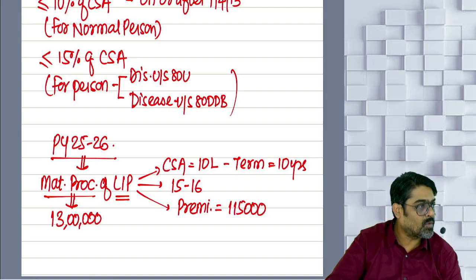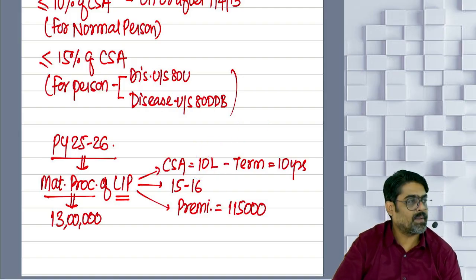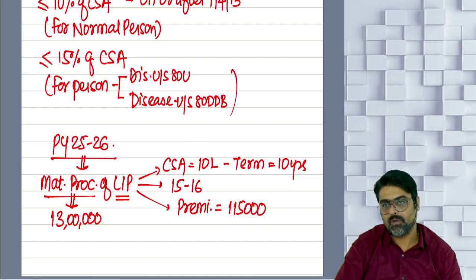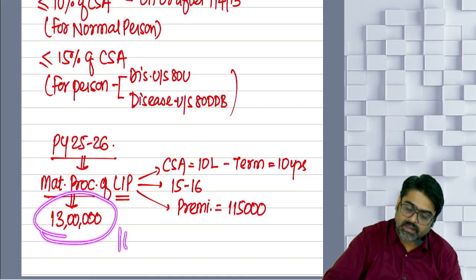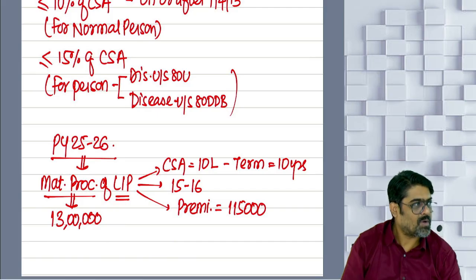So what is the capital sum assured on the policy? Minimum guaranteed amount was 10 lakhs. So 10% of that will be? Every year the premium should be 1 lakh. Yes or no? But how much premium have you paid? Have you paid the premium more than the prescribed limit? Then the maturity proceeds will be exempt under section 10(10D) or will not be exempt? So the full amount will be taxable.